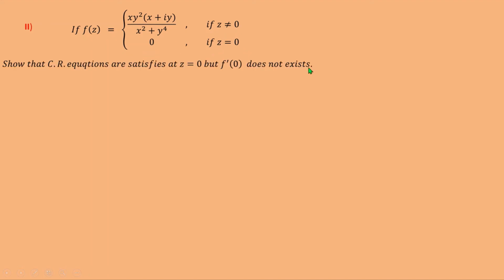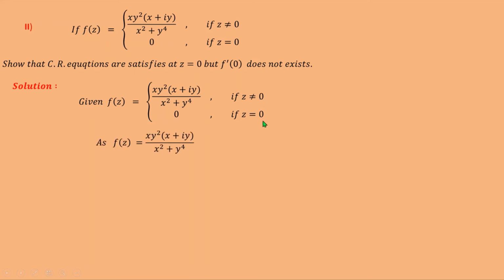Now see another example. If f(z) is equal to xy² into the bracket (x + iy) upon (x² + y⁴) if z ≠ 0, and this is 0 if z = 0, show that CR equations are satisfied at z = 0, but f'(0) does not exist. Solution. Given f(z) is equal to xy² into the bracket (x + iy) upon (x² + y⁴) if z ≠ 0, and this is 0 if z = 0.